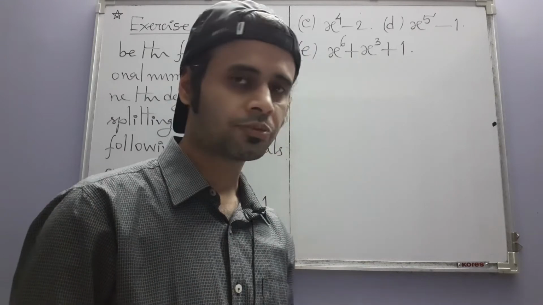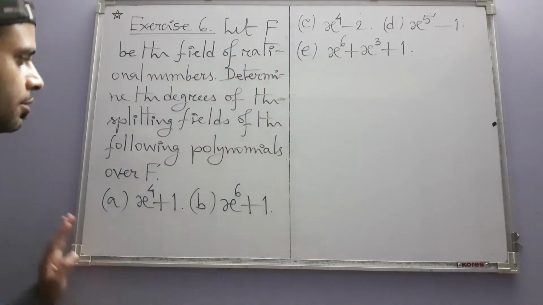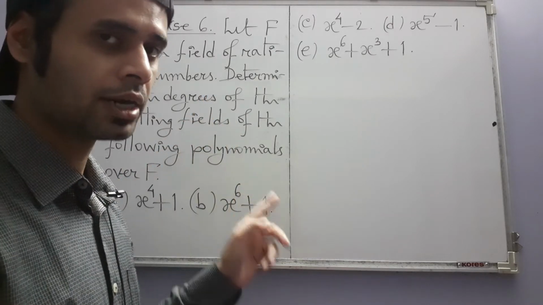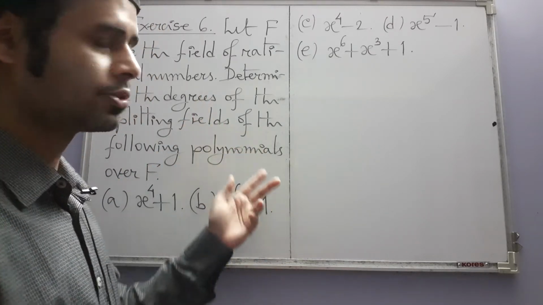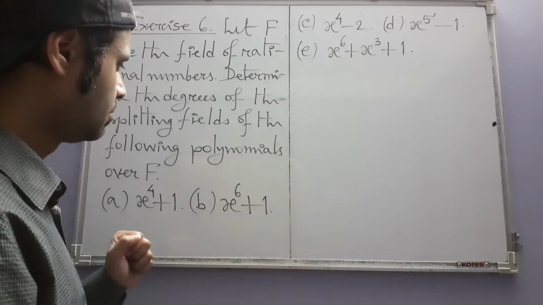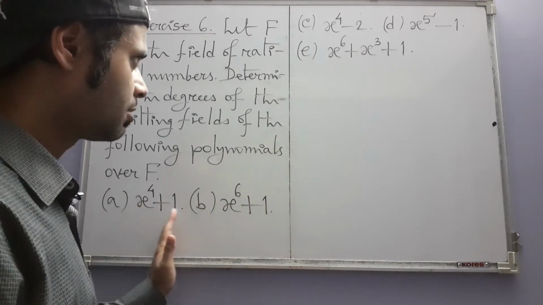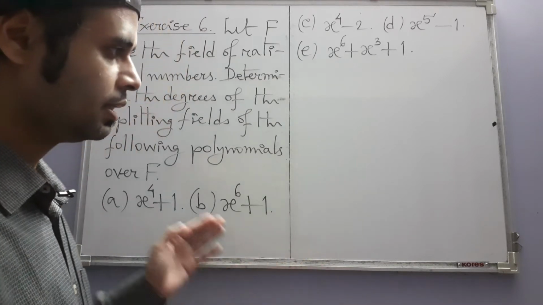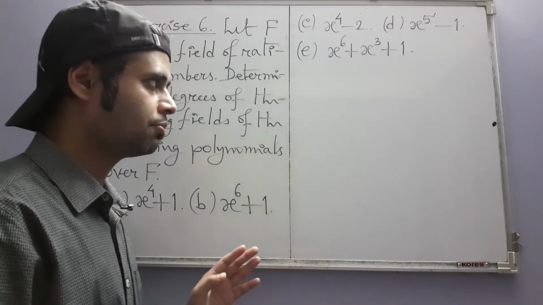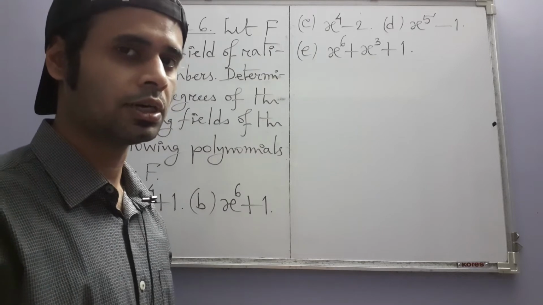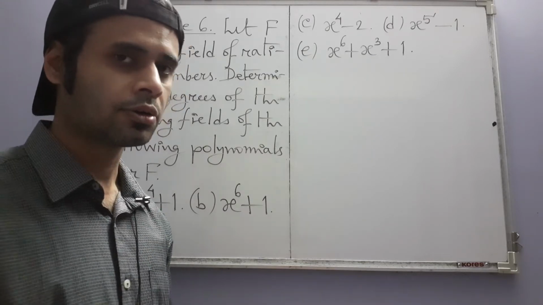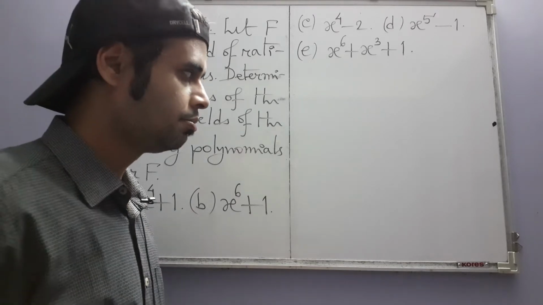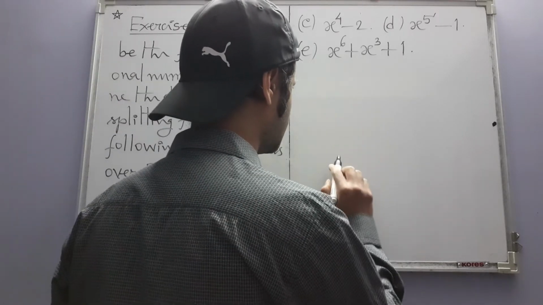Okay, so the next one is exercise 6, and in this one we are given the field of rational numbers, which we are denoting by F, and we are given a number of polynomials over F. For each one of them we need to calculate the degree of its splitting field over F. So let us recall briefly what splitting field means.